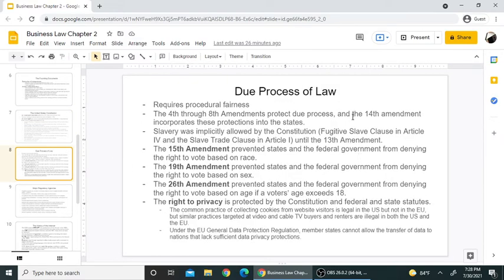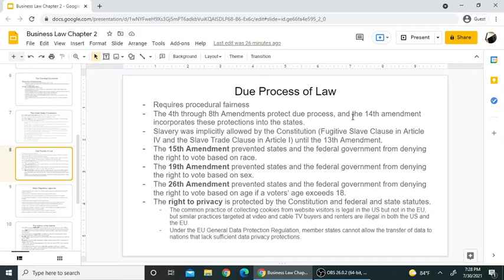So let's talk about due process of law. Due process of law is basically a term that says that there has to be procedural fairness when the law is applied. So the 4th through 8th Amendments in the Bill of Rights protect due process, and the 14th Amendment, which was ratified after the Civil War, requires that states also protect those rights, not just the federal government. Slavery was implicitly allowed by the Constitution until the 13th Amendment, which was ratified after the Civil War.